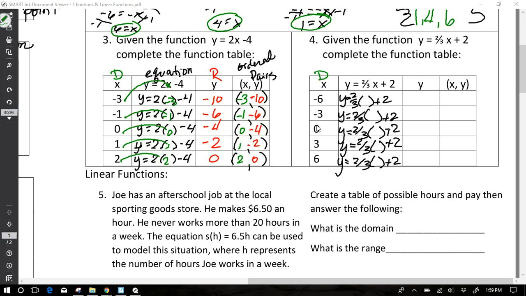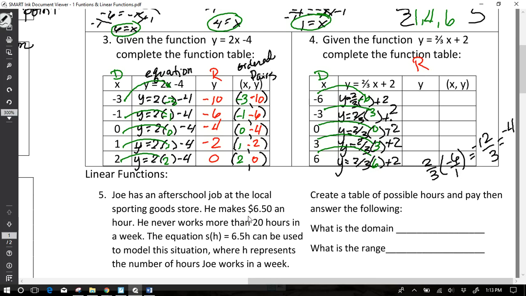This is my domain. This is my range. So I'm going to take the domain of negative 6 and plug it in right there. If you need to do some scratch work off to the side, you do 2/3 times negative 6 over 1. You could say 2 times negative 6 is negative 12, 3 times 1 is 3, and then get your negative 4.